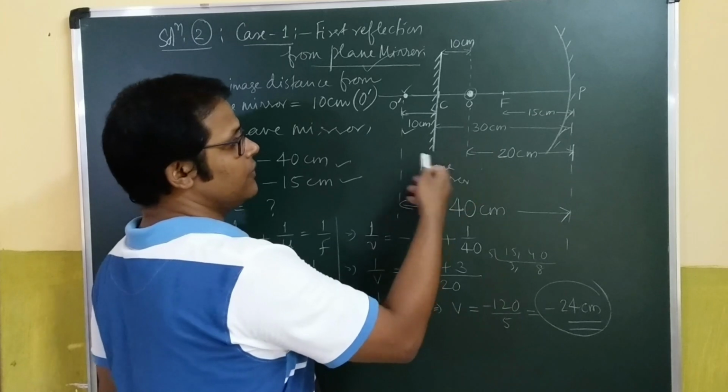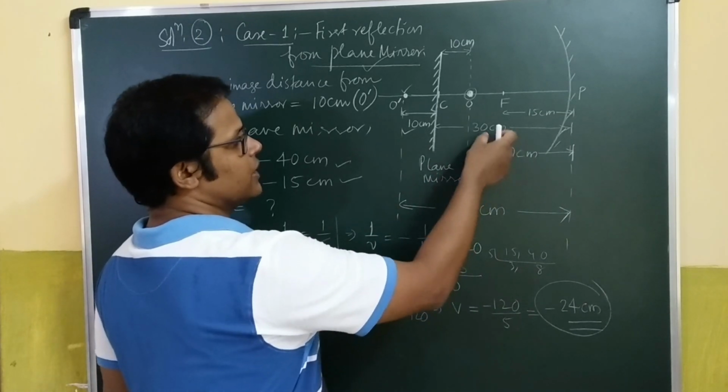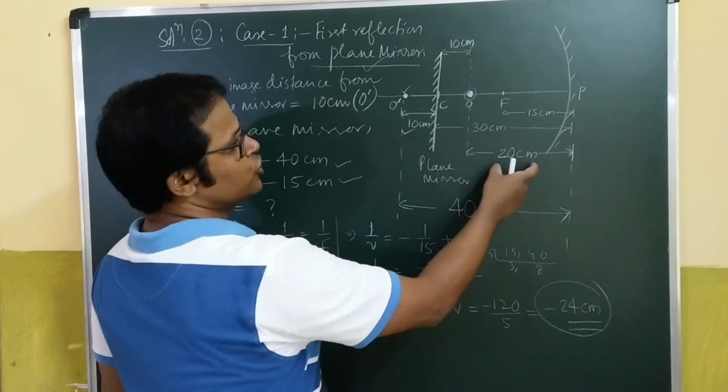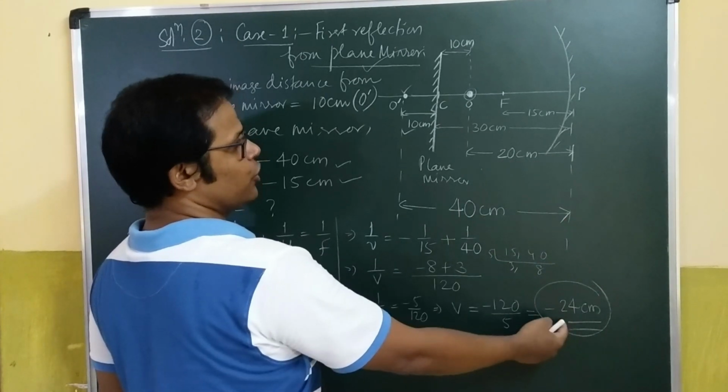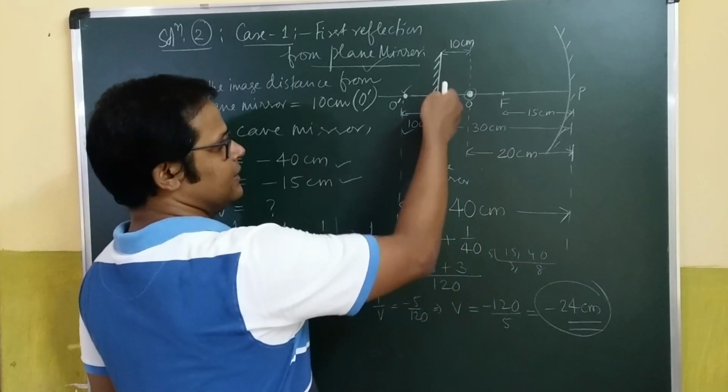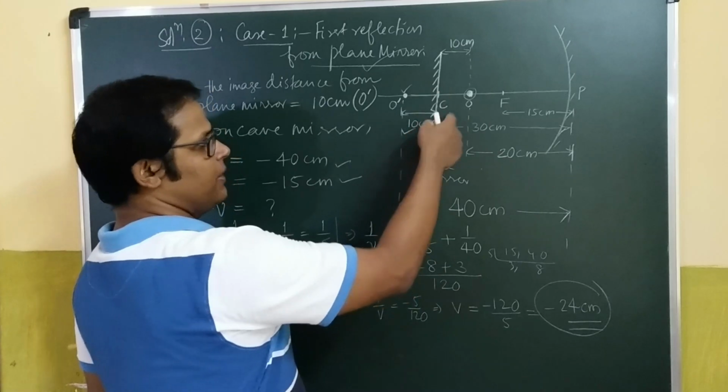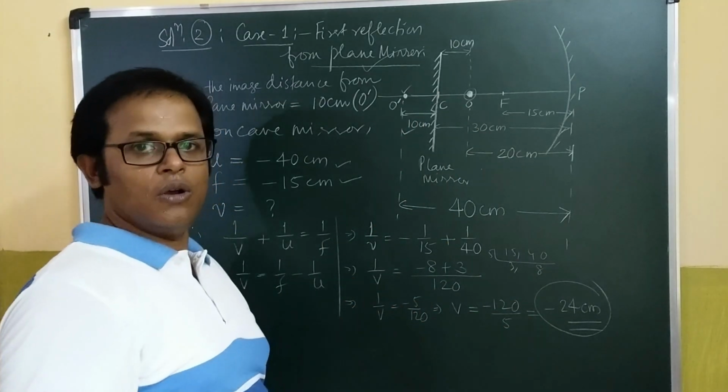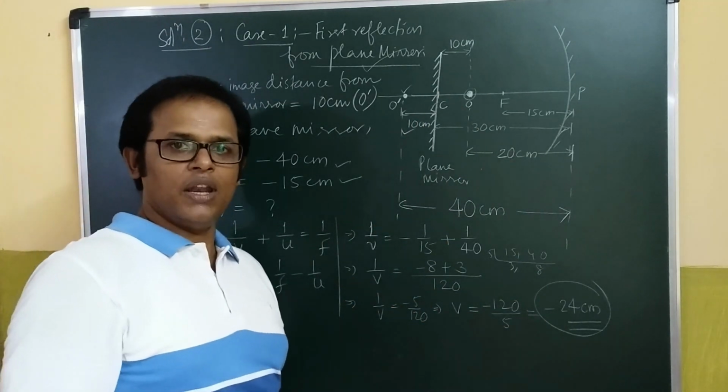Means, if I take this case, the object was at 20 centimeters, so the image is going to be formed somewhere here, between this object and the plane mirror at a distance of 24 centimeters. I hope case 1 is clear.